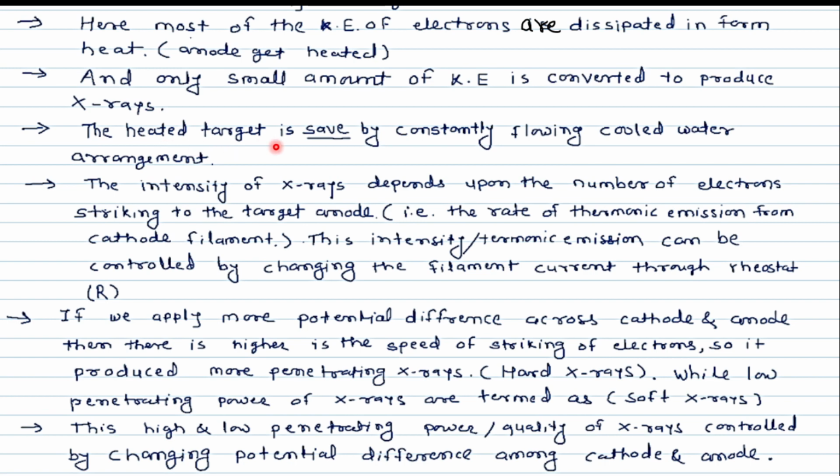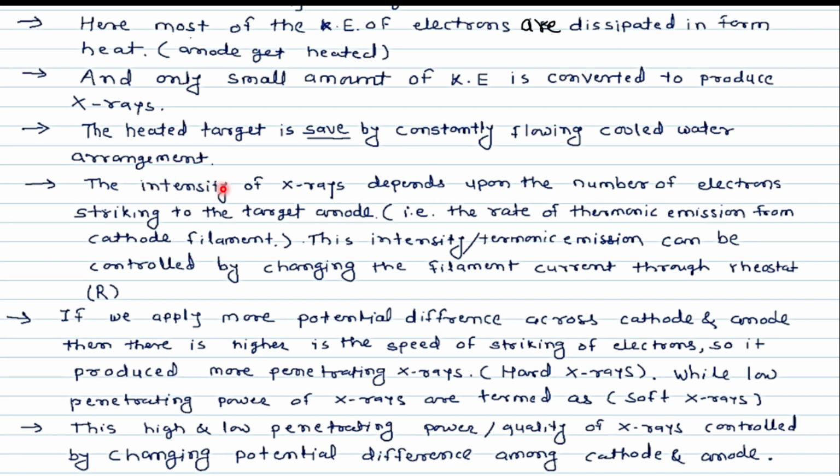The heated target is protected. Here the electrons are accelerated with high kinetic energy and bombard the target anode, which is protected by continuously circulating cold water. If we do not circulate the cold water, defects will be produced in the target material.